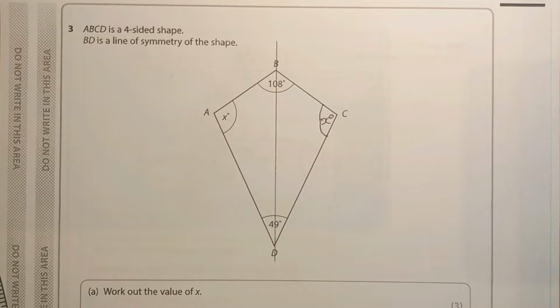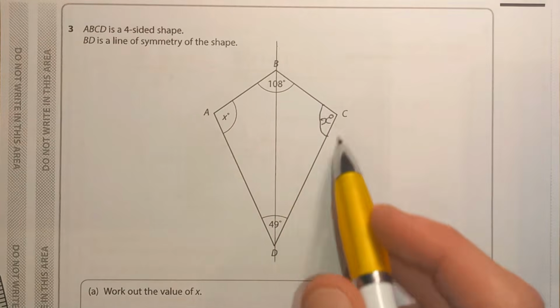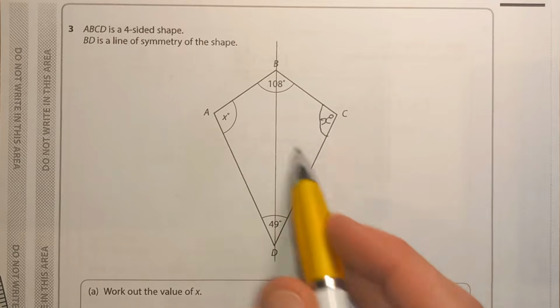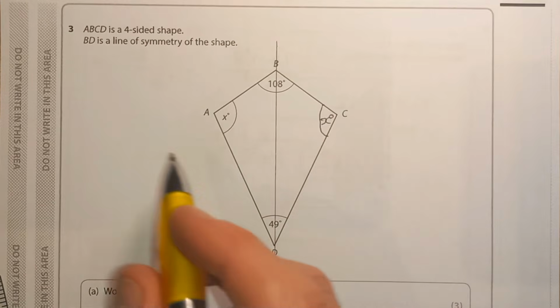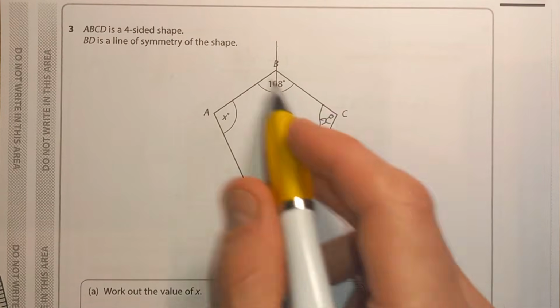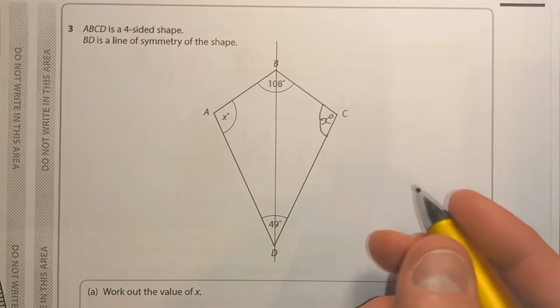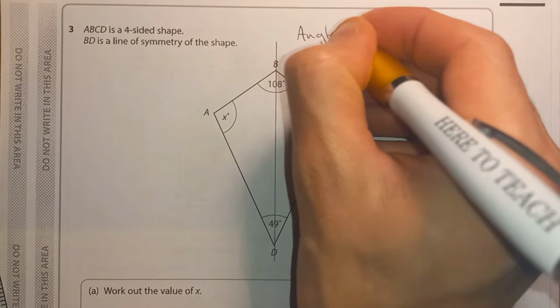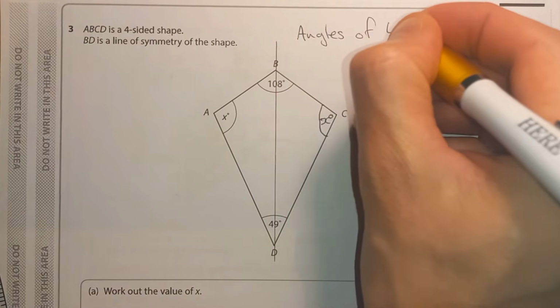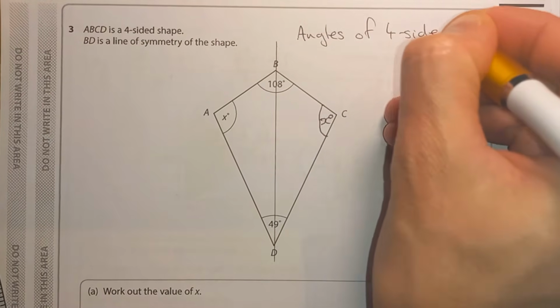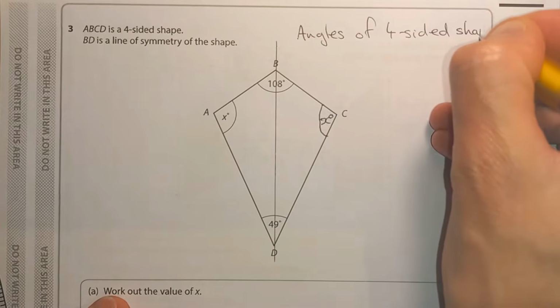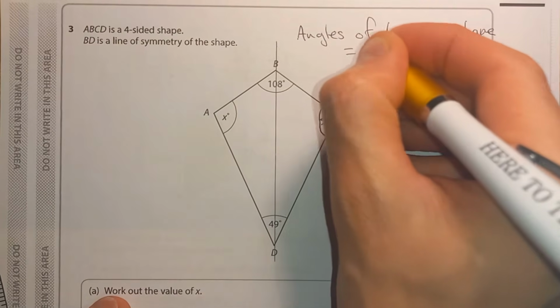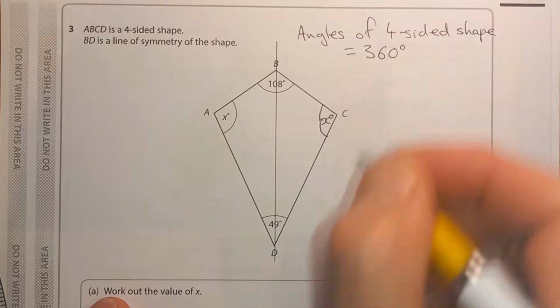Now you can do this in 2 ways. You can think, oh right, I've got a triangle here, and we can use that to work out x. Or we can think, well, if we've got a 4-sided shape, or a quadrilateral, another word for a 4-sided shape, then the angles of a 4-sided shape add up to 360 degrees.